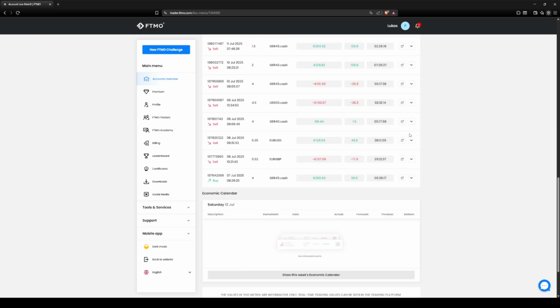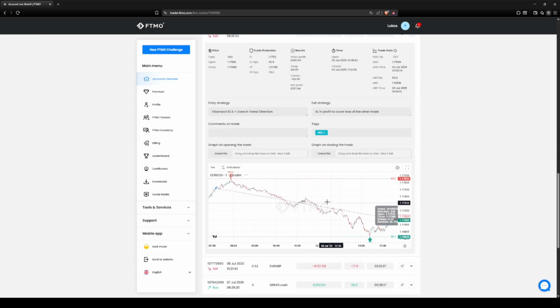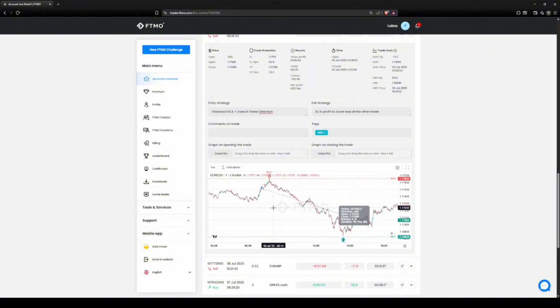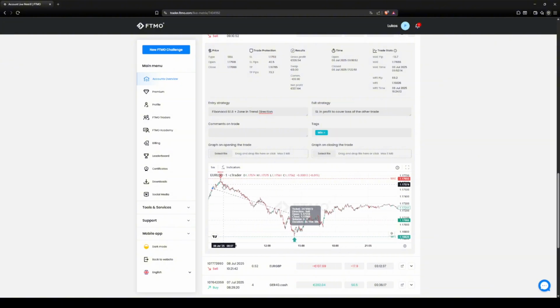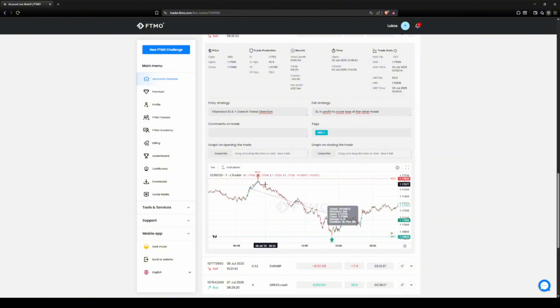That was a Euro USD trade, and like on the DAX trade, it was a Fibonacci signal with a zone in trend direction. And on this trade, I traded my stop loss relatively aggressively because I wanted to cover the loss of the other trade, and I didn't want it to go even more down. So I trailed my stop loss at the lower highs.